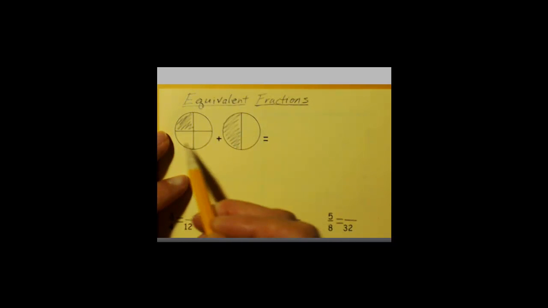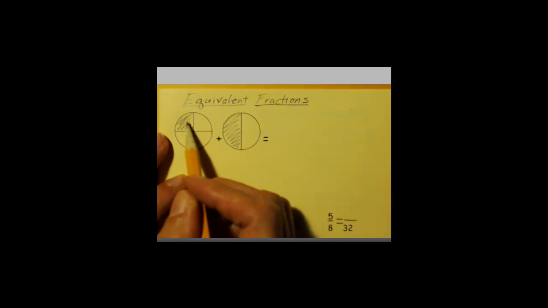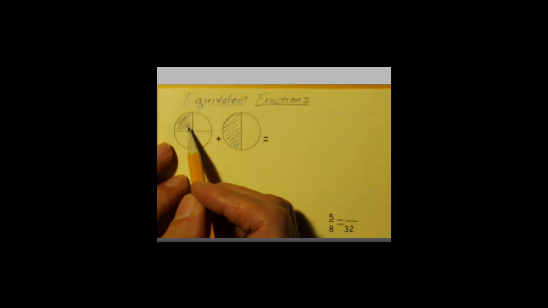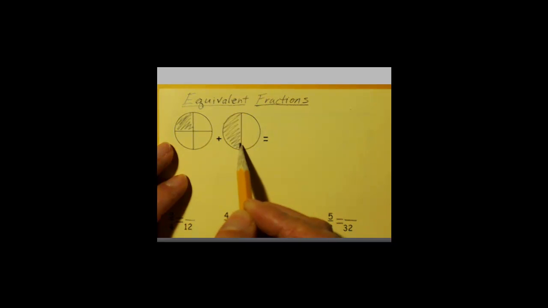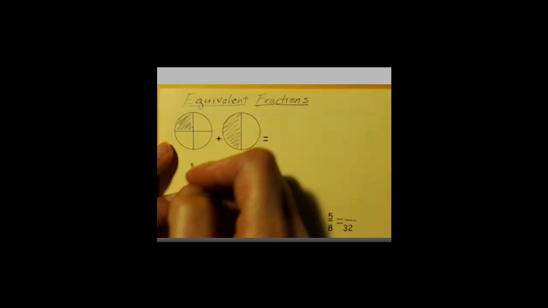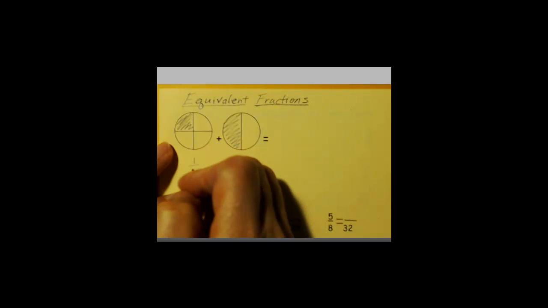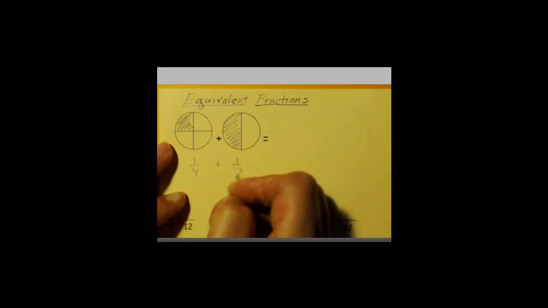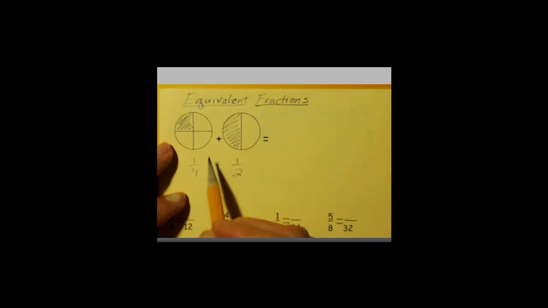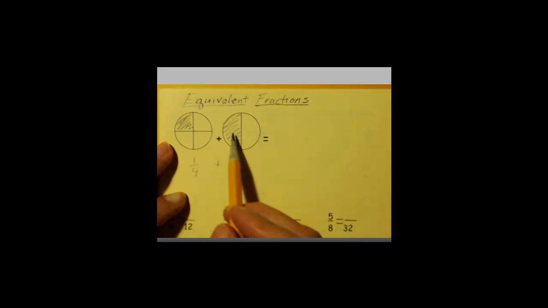But what I'd like you to do for each of these circles here, I'd like you to shade in one of the quarters and then shade in one of the halves here. And so the problem that's being displayed at this point would be 1/4 plus 1/2. And I think you can see the dilemma here that we're trying to add two different size pieces together.